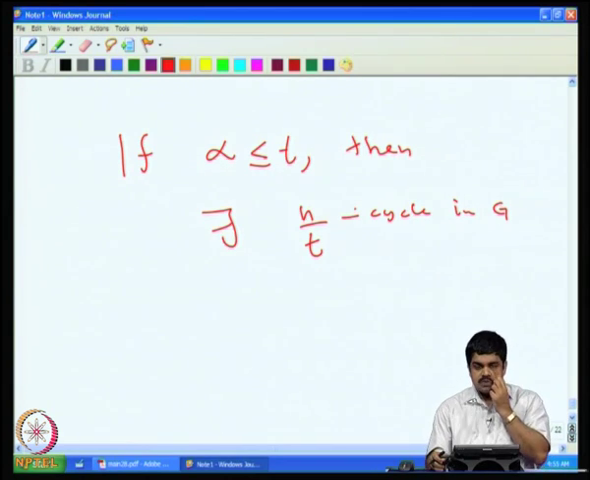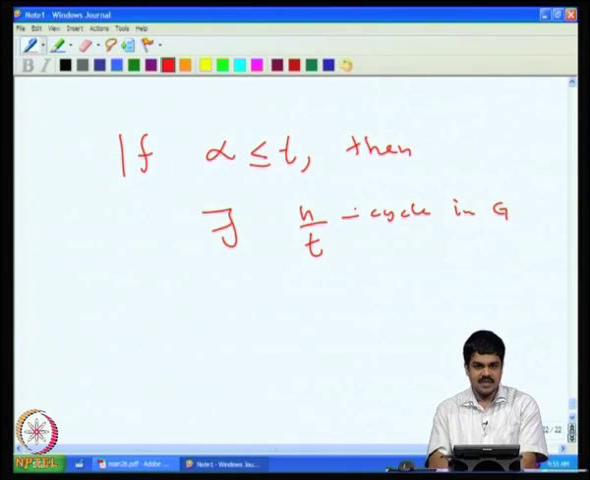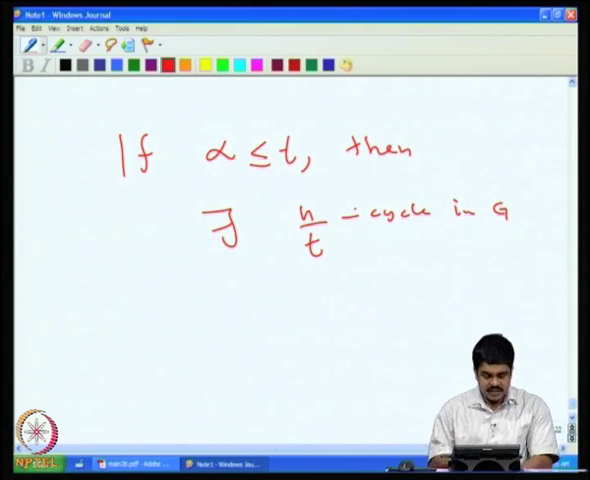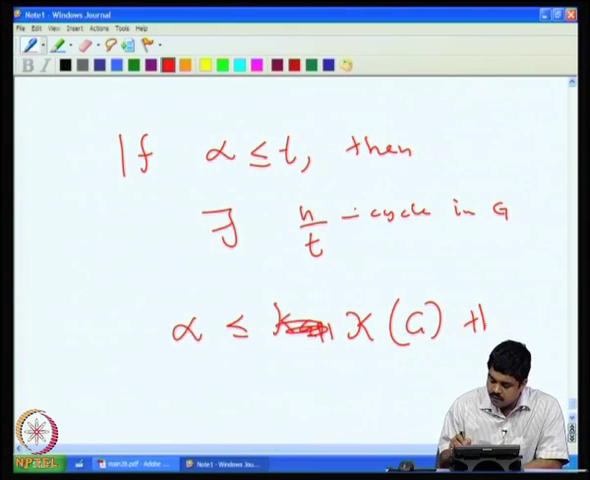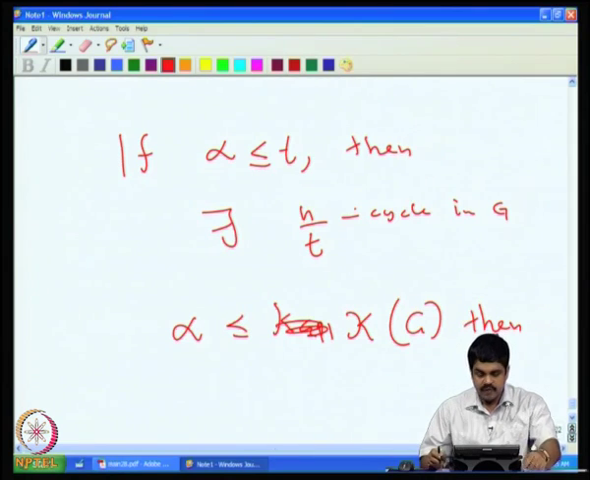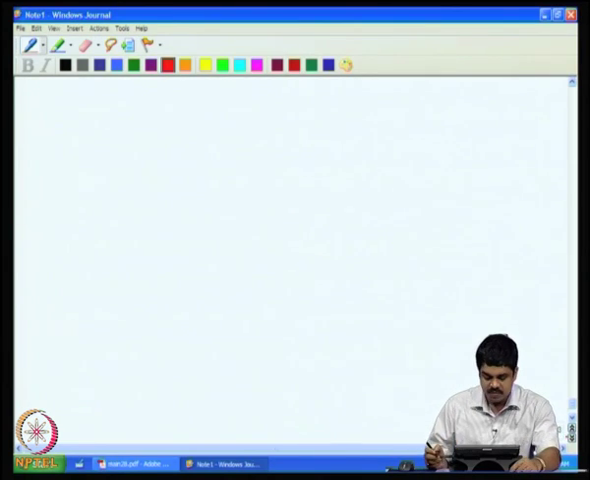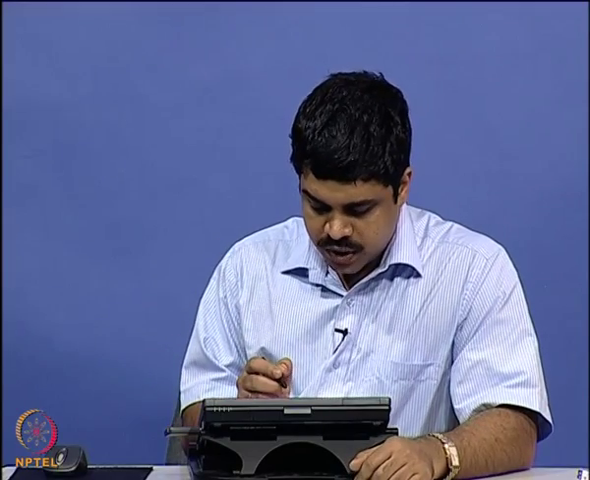Interestingly, alpha being small is not enough to have a Hamiltonian cycle, but suppose alpha is less than the connectivity of the graph, kappa of G, then we can infer that there is a Hamiltonian path. So, the next aim is to prove that. How do I show that?